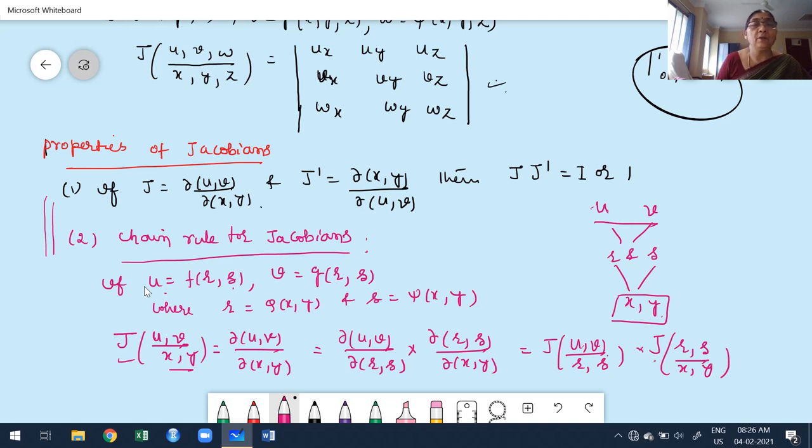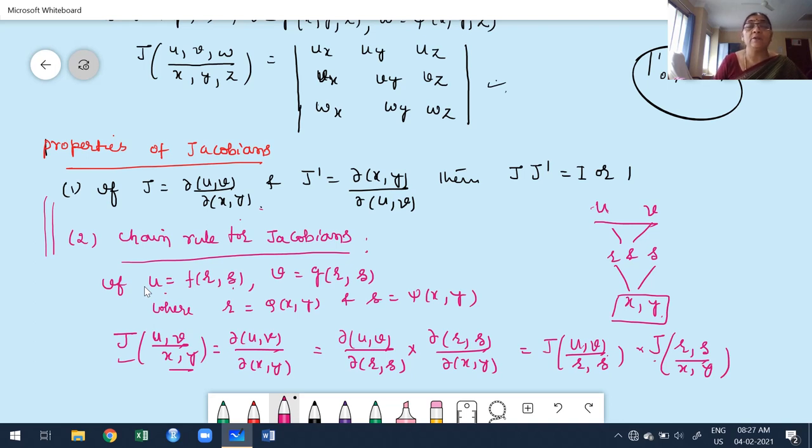The first property: the Jacobian of u, v with respect to x, y is J, and J dash is the Jacobian of x, y with respect to u, v. Then you take the product, which gives the identity determinant. The value of that determinant is 1.